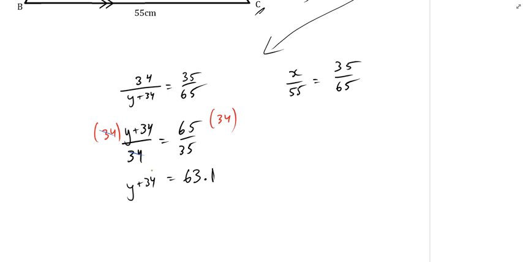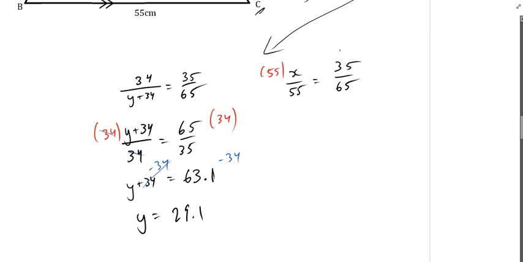So subtract 34, which gets rid of it. Whatever I do to one side, I do the same to the other. Okay, and then I end up with y equals 29.1. And then my x, I could solve that easily, right? By multiplying by 55 on both sides. You can finish that one, but that one's the same, straightforward.